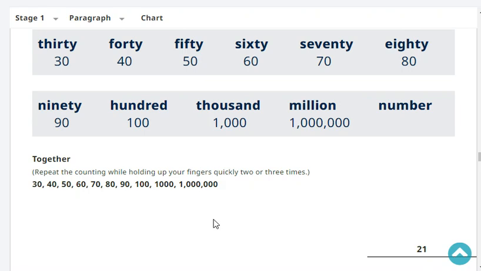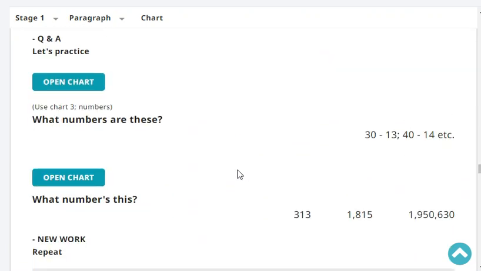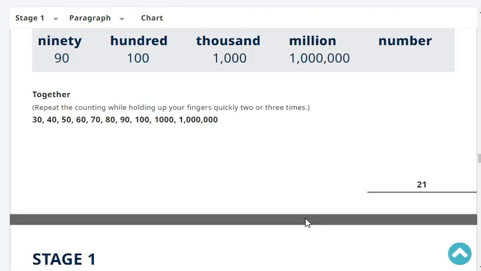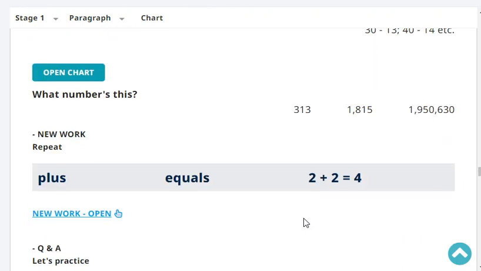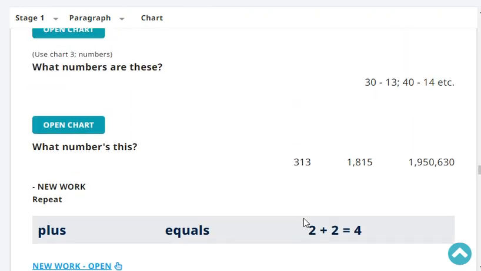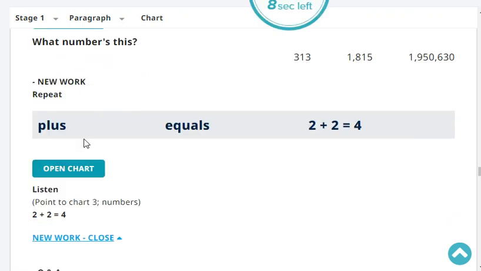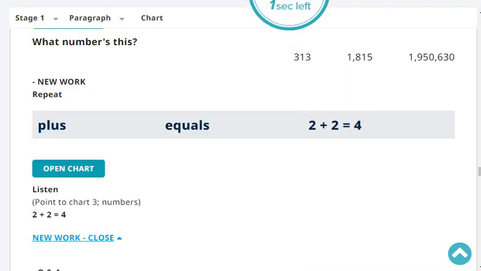What numbers are these? 30, 40, etc. What numbers are these? 13, 14, etc. What number is this? 13. Very good. Thank you. Okay, so it's up there for.